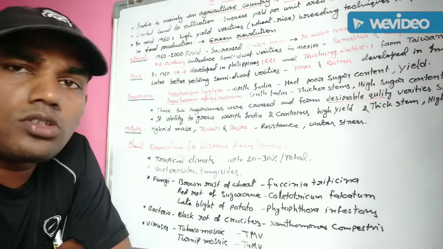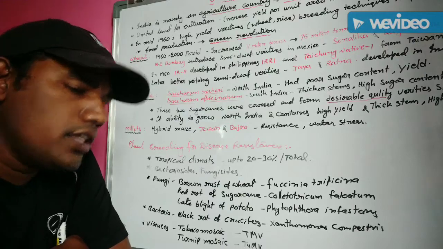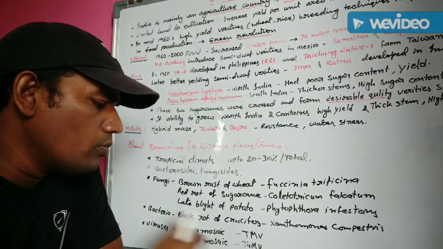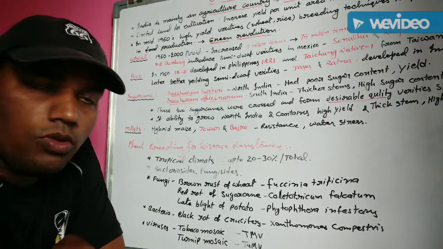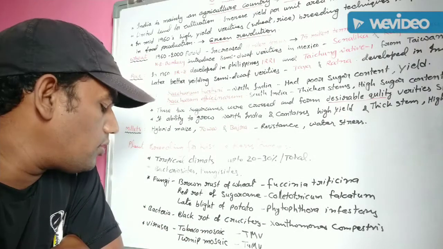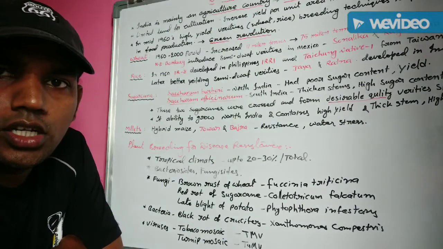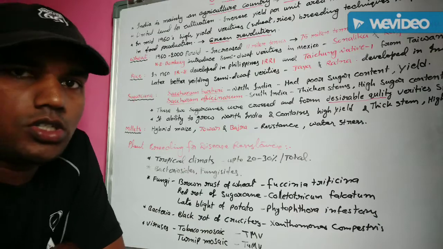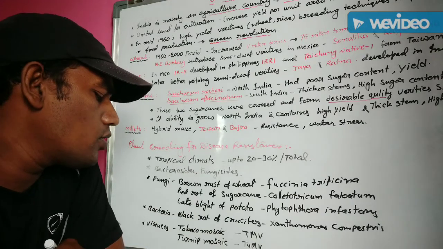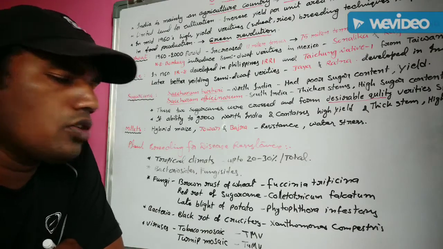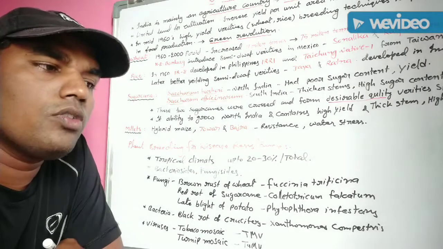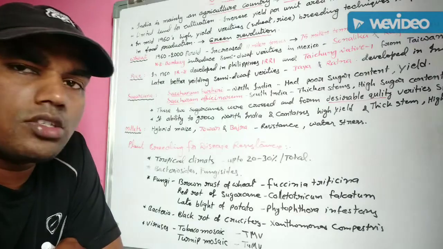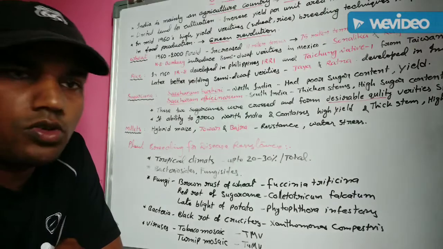Viral species also cause diseases on cultivated crops. There is tobacco mosaic. The tobacco mosaic disease is caused by a virus called tobacco mosaic virus, TMV. This tobacco mosaic virus causes tobacco mosaic disease in the tobacco field. So the yield is also decreased by 20 to 30% of the total.